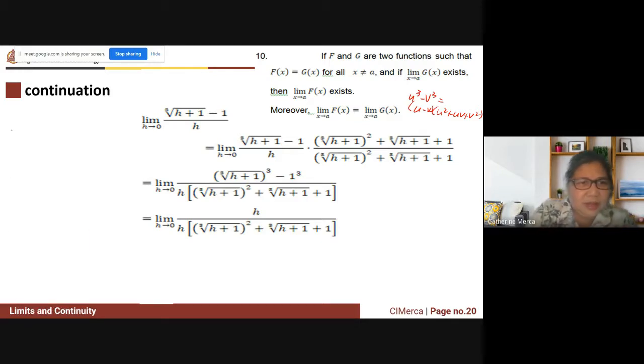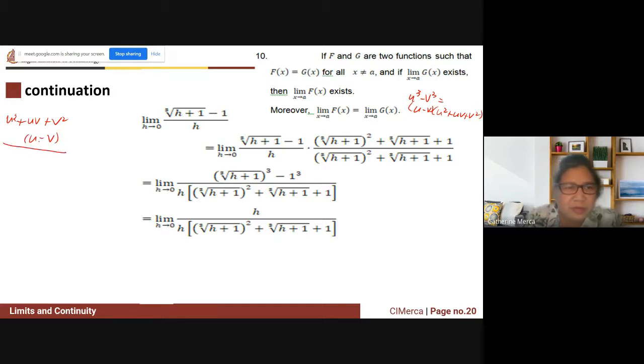Tingnan natin dito. You have, ano yung aking pen niya? u squared minus uv plus v squared times u minus v.